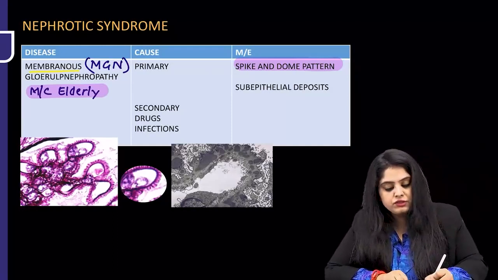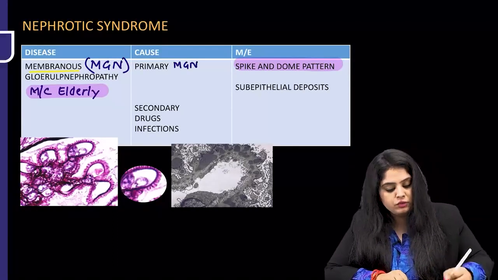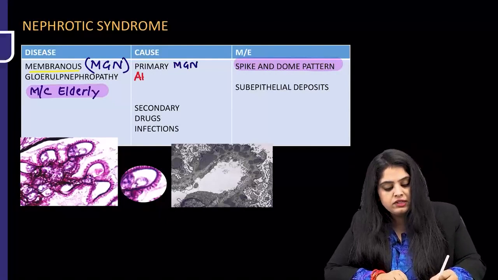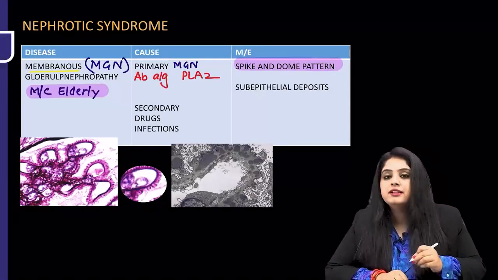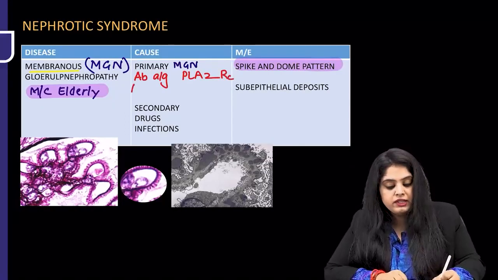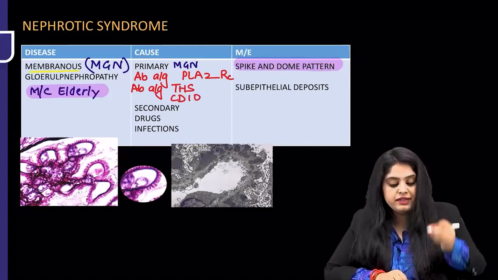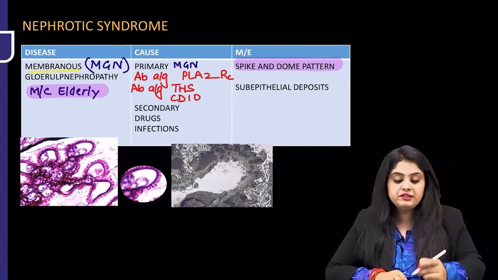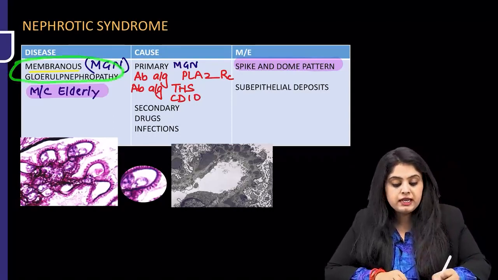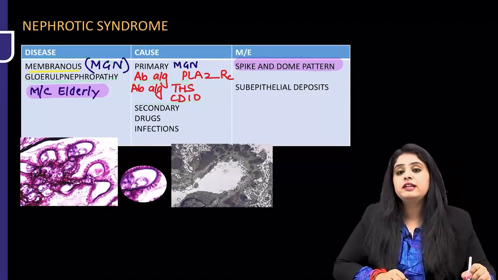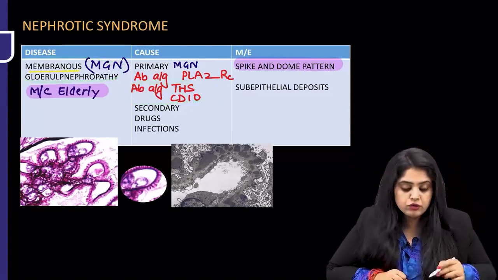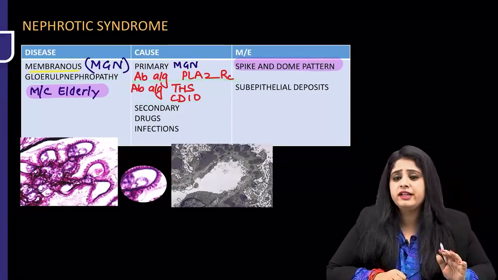So why is it seen? Primary MGN is to do with some antibodies. So either there can be antibodies against the phospholipase A2 receptors, that is PLA2 receptors, or there can be antibodies against the thrombospondin, or there can be antibodies against CD10. These are some new updates that I want you to know. MGN can occur because of antibodies against thrombospondin and CD10 also, but what was always known as antibodies against PLA2.